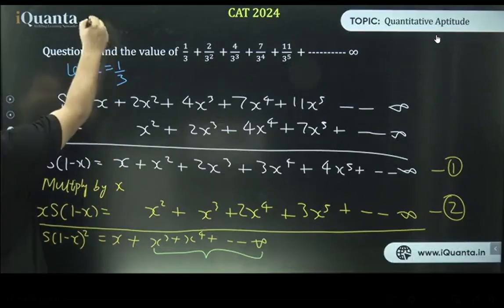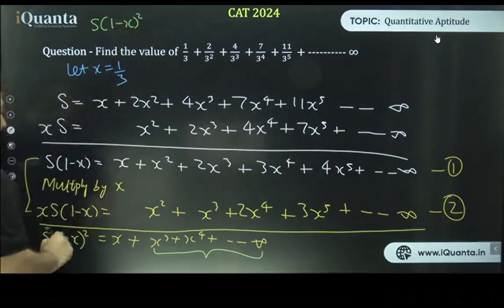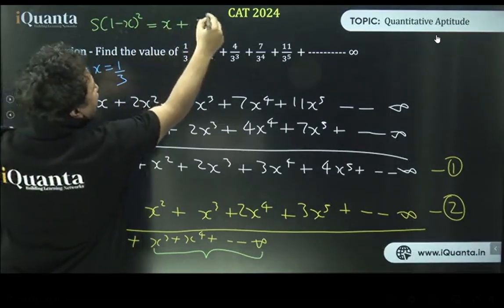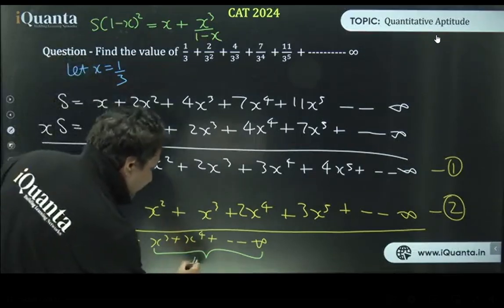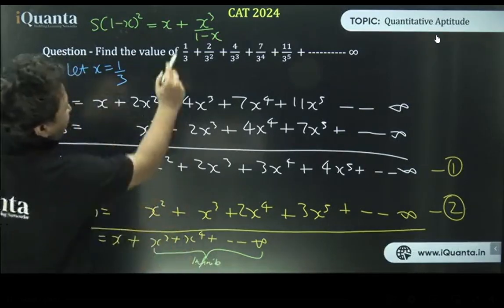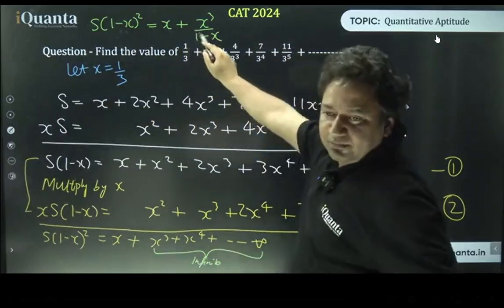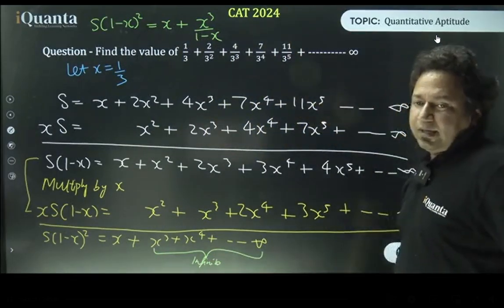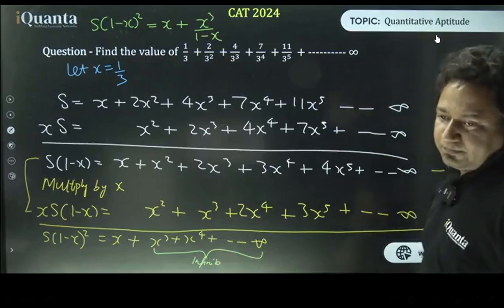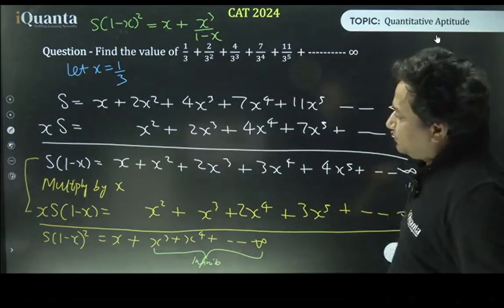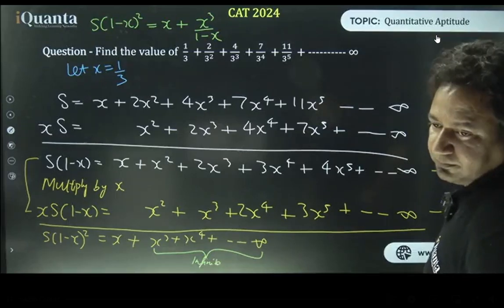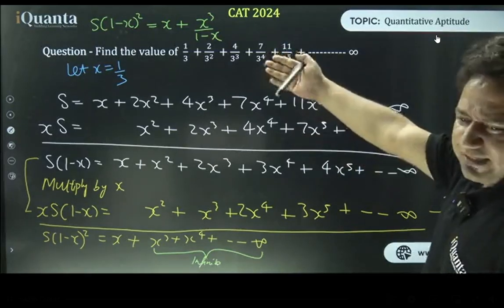I'm writing it above. S times 1 minus x whole square is equal to x plus x cube upon 1 minus x. Is that right? This is an infinite GP, where the first term is x cube and the common ratio is x. I hope this is clear. I'll wait for a few seconds. Cool. Put in the values of x and get the answer.